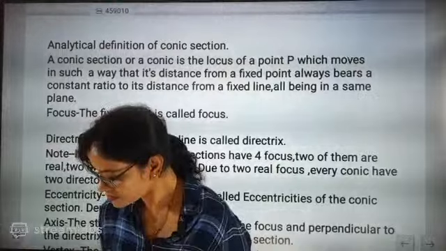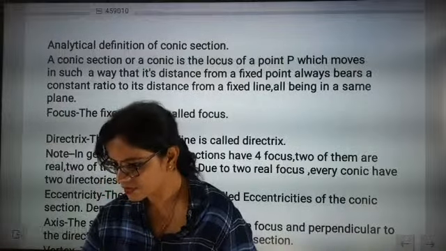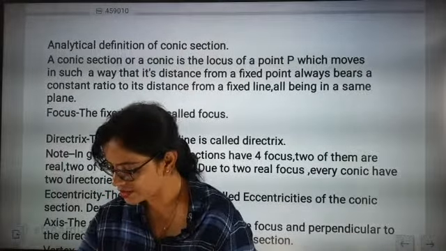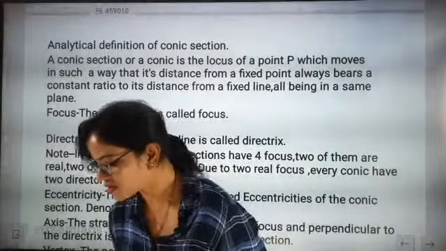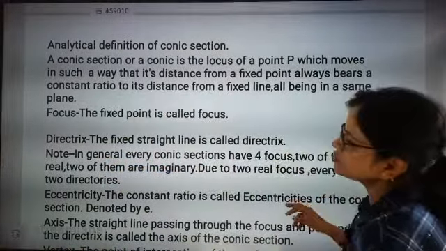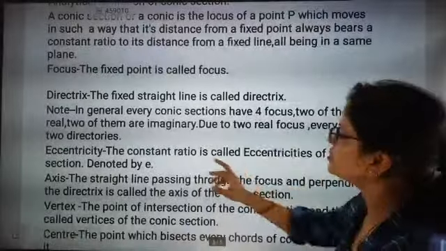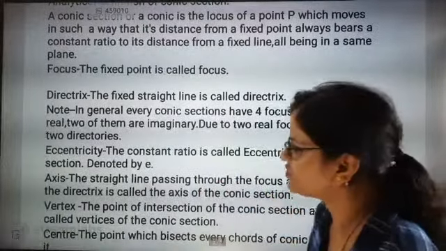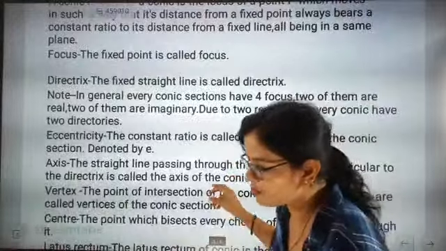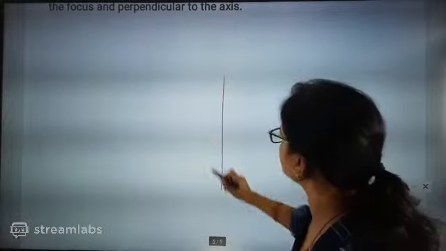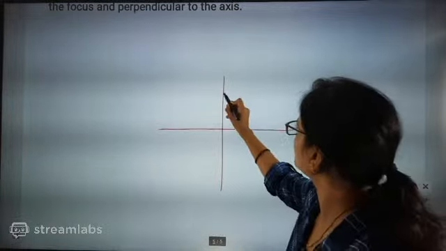Shall we go to the next point? So now we are going to understand eccentricity. The constant ratio is called eccentricity. We have already seen the axis, the straight line which is going to be drawn. Now I am going to draw and explain.